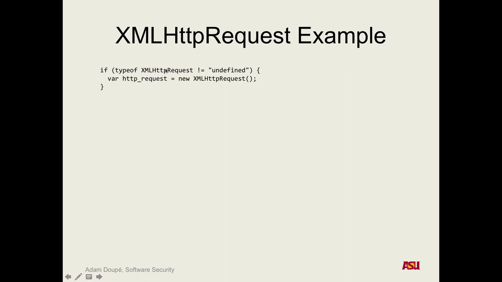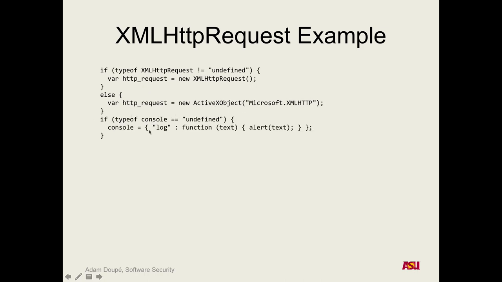So, super simple example. This is a cross-platform XML HTTP request object. This is how you do cross-platform stuff. You're saying, if XML HTTP request doesn't exist, and this is the super annoying JavaScript way of having to check if something is null or defined, you can look up the specifics of why you have to do things this way. Otherwise, you know you're in Internet Explorer, and so you can create it using the ActiveX object.